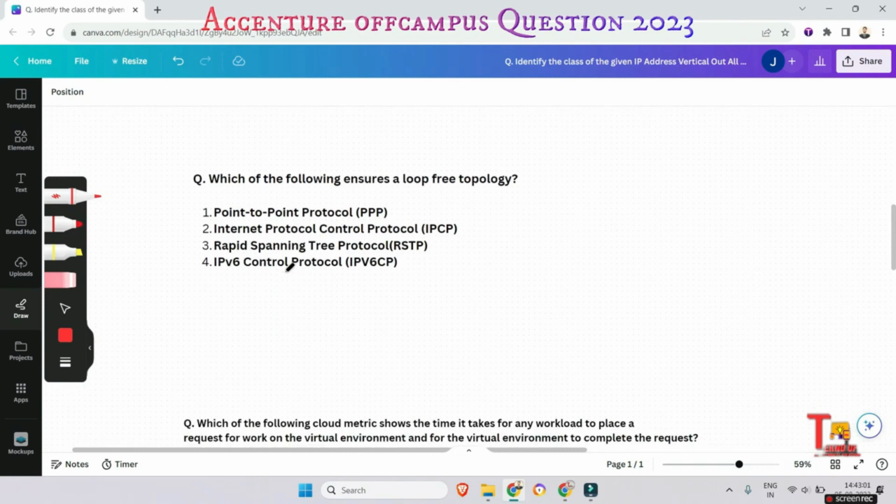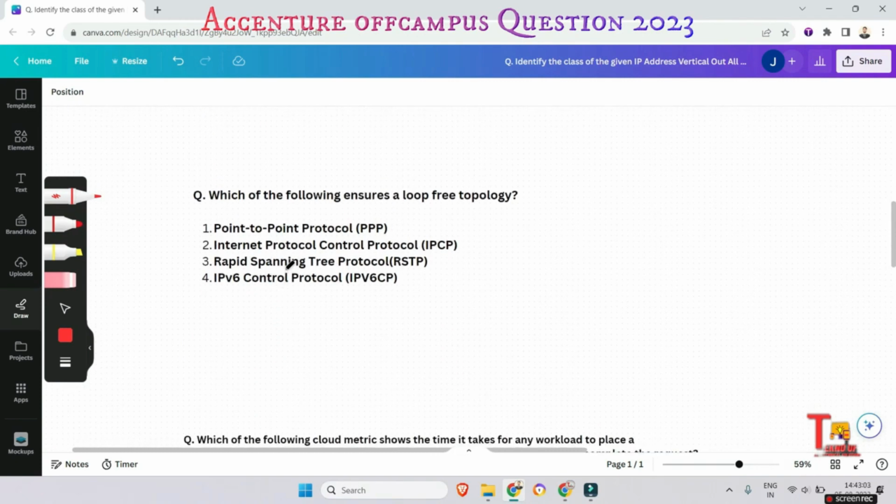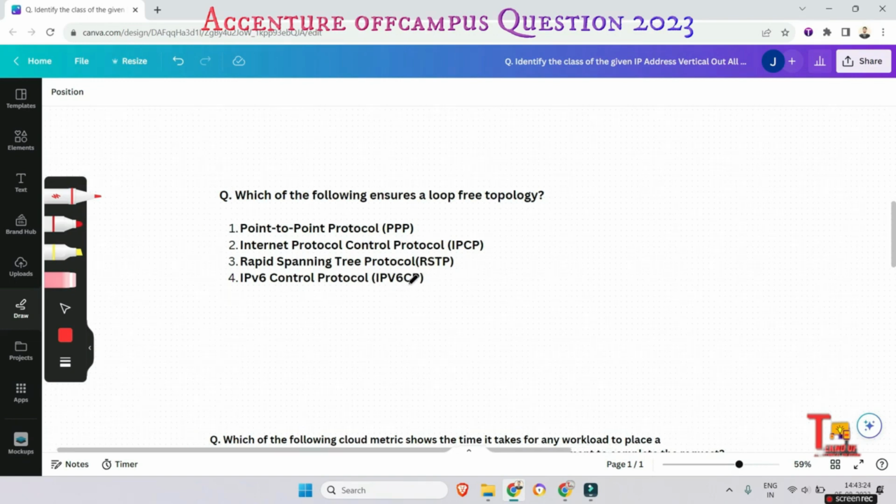Okay, let's start. Let's read another question. Which of the following ensures a loop-free topology? Point-to-point protocol, PPP, Internet Protocol Control Protocol, IPCP, or Rapid Spanning Tree Protocol, RSTP, or IPv6 Control Protocol, that is IPv6CP. What will be the answer?